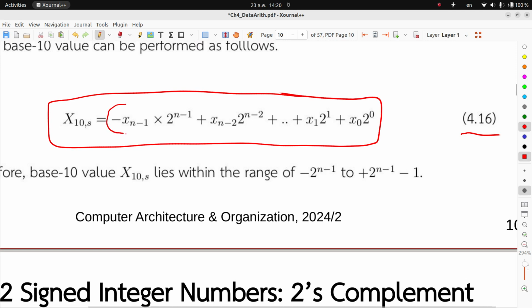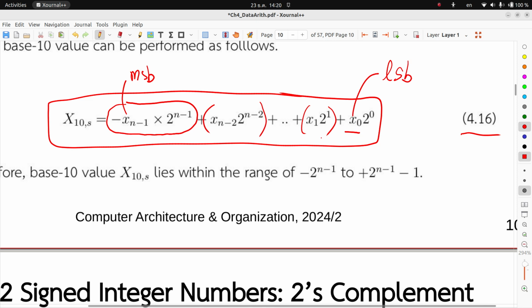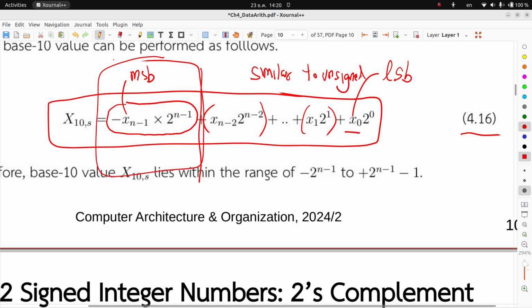Okay? So the MSB is the most significant bit, and x0 is the least significant bit. You can see the pattern. The rest is similar to unsigned, but the leftmost term is different. The rest is similar to unsigned.